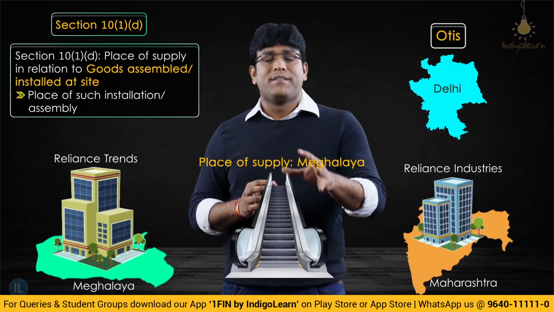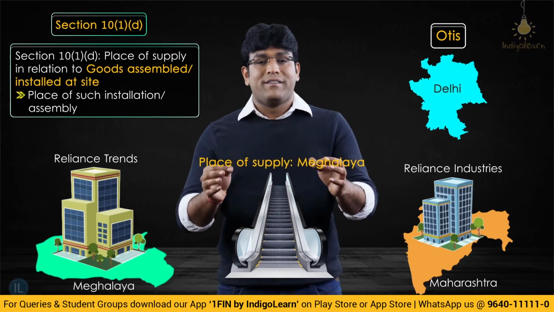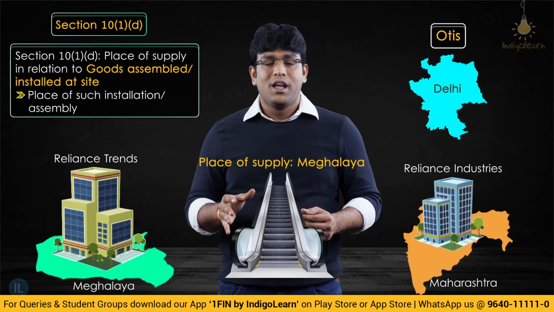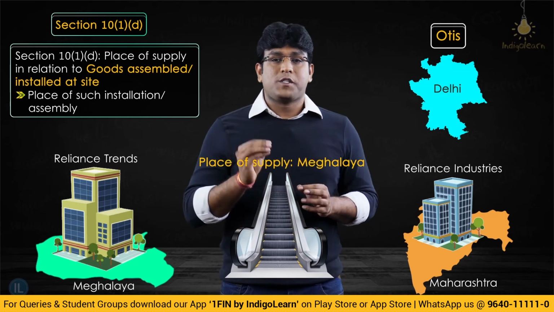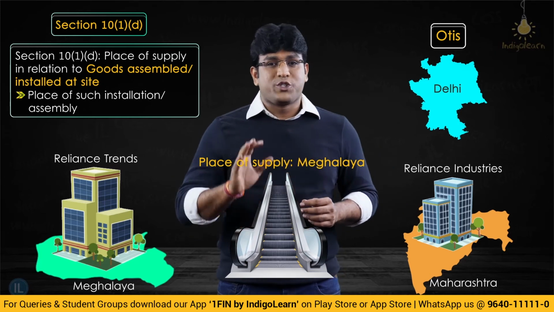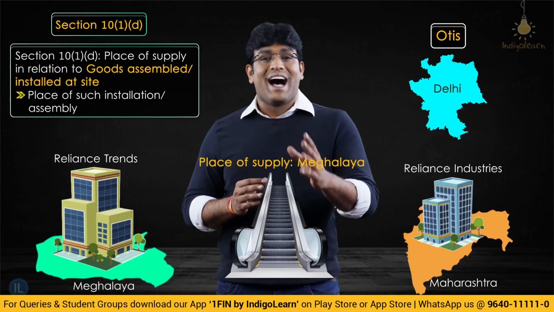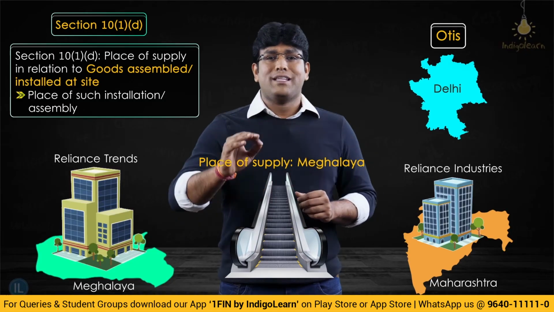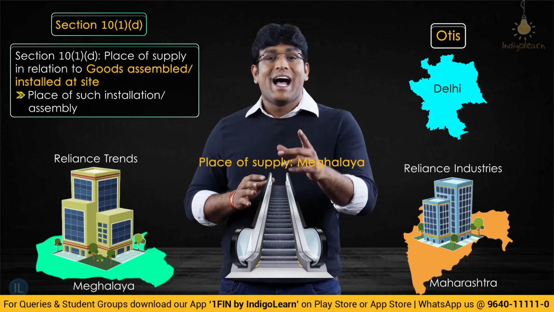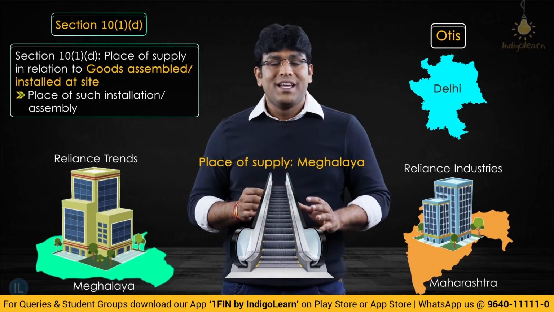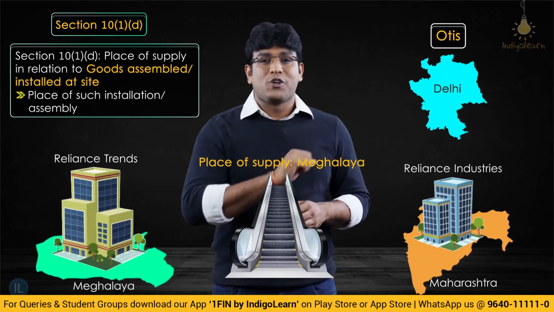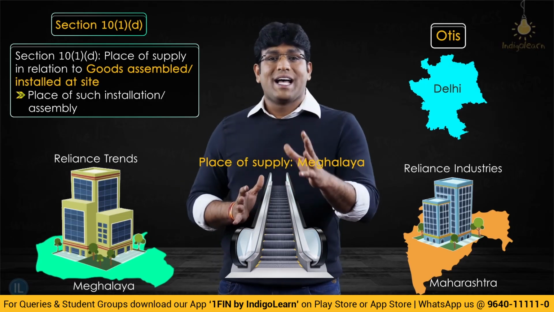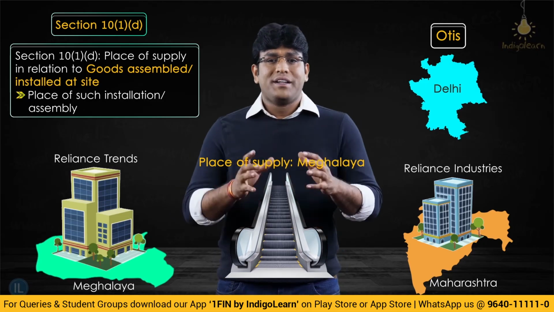You can't apply 10(1)(a), 10(1)(b), 10(1)(c). So 10(1)(d) is a specific section which will come into the picture with respect to goods assembled or installed. For that, the answer for place of supply will be the place where goods are assembled or installed. In simple terms, we say place of such installation or assembly. That is the story of 10(1)(d).